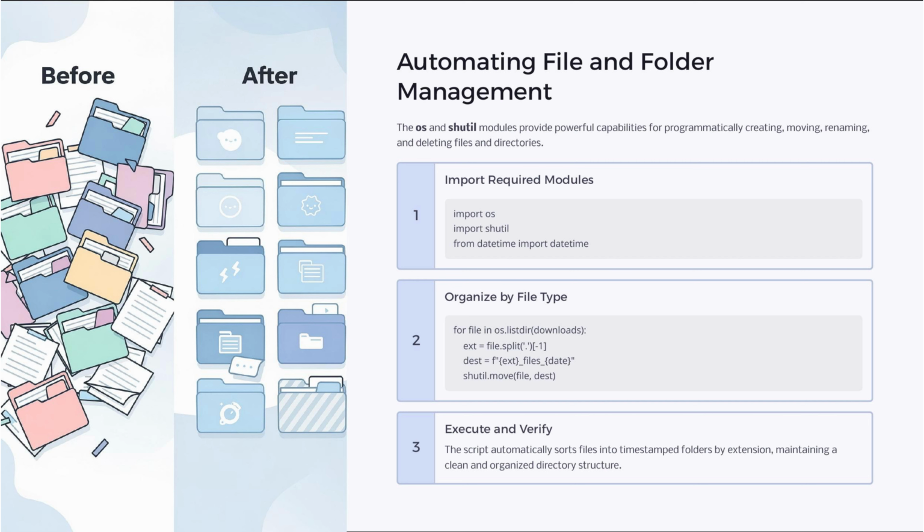Utilize the OS and shutil modules to automate file management. Import these modules, then iterate through files in a directory, sorting them by extension. Use shutil.move to relocate files into timestamped folders, ensuring an organized structure. This method efficiently maintains directory cleanliness and enhances file accessibility.